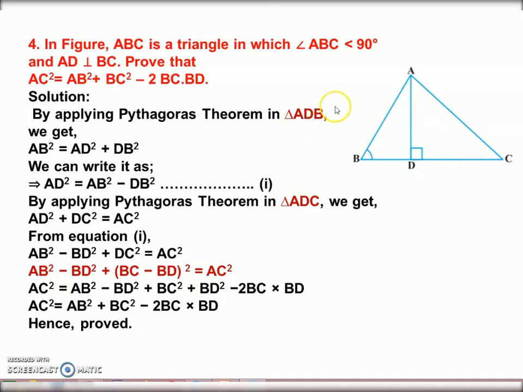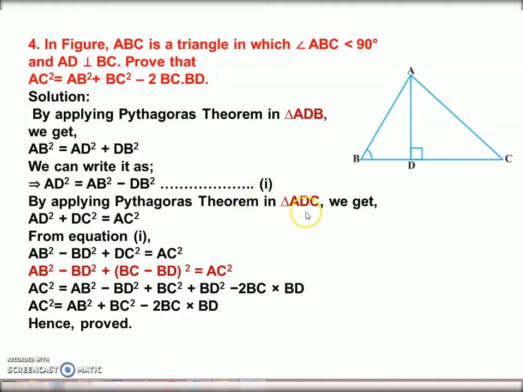So here you will first apply Pythagoras theorem in triangle ADB, this triangle. So you will get AB square is equal to AD square plus BD square. Now this can also be written as AD square is equal to AB square minus DB square, just by transposing the terms. This one you will mark as equation 1.